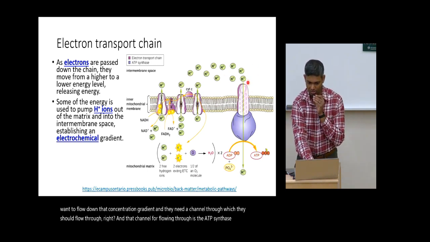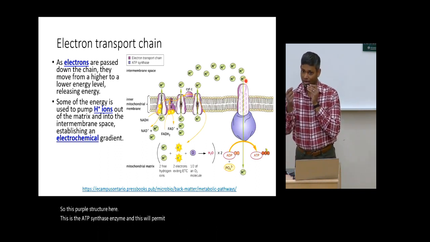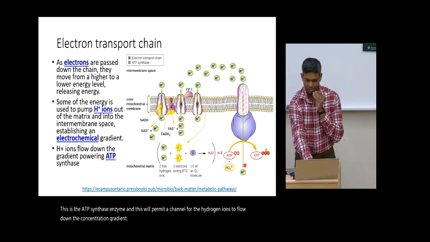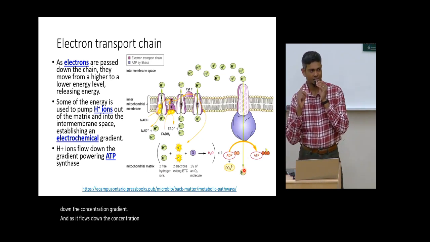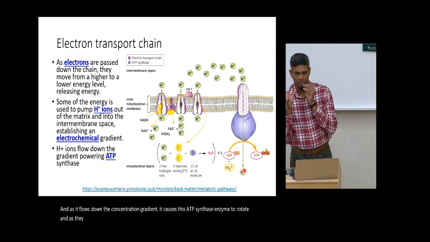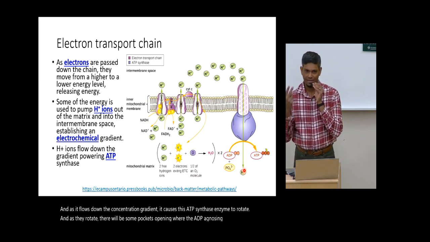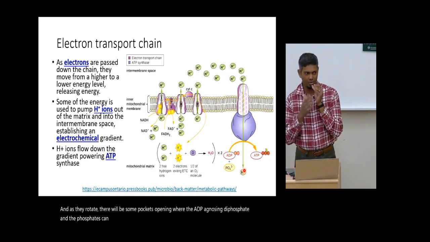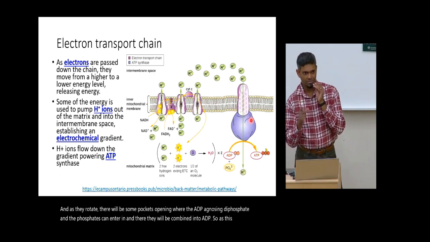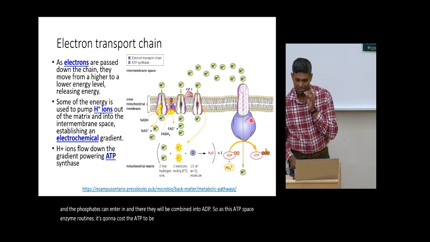So this purple structure here, this is the ATP synthase enzyme, and this will permit a channel for the hydrogen ions to flow down the concentration gradient. And as they flow down the concentration gradient, it causes this ATP synthase enzyme to rotate, right? And as it rotates, there will be some pockets opening where the ADP, adenosine diphosphate, and the phosphates can enter, and there they will be combined into ATP. So as this ATP synthase enzyme rotates, it's going to cause the ATP to be synthesized and released.